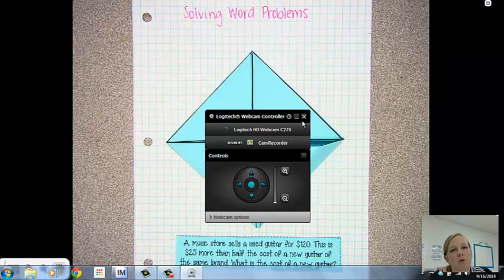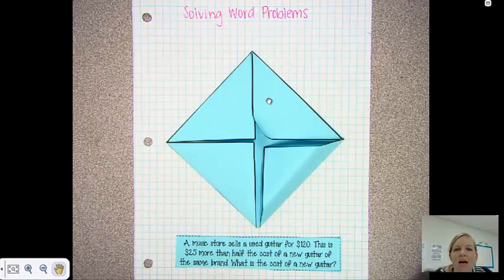Today what we're going to talk about is the application of solving equations, which is what we've been doing all week, specifically how to solve word problems. In your iPod you should have this foldable, you should have this word problem, and you can title it Solving Word Problems, or you could call it Applications. There are going to be 4 steps to solving a word problem.